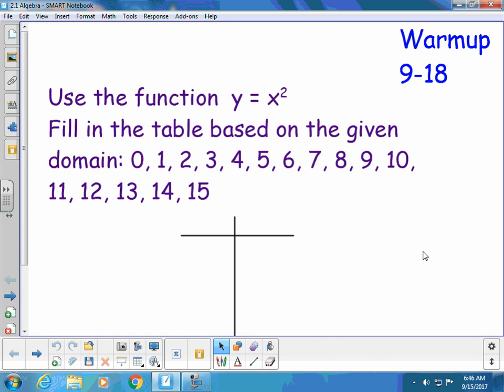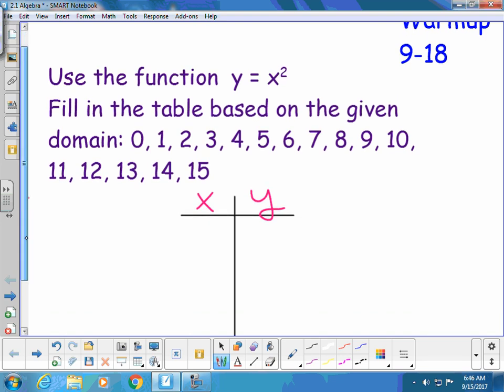All right, you're back. So I think you're probably ready to check your work. They gave you the domain for your table, and the domain was 0 to 15. So you do want to set up that left-hand column to be all of the numbers between 0 and 15.